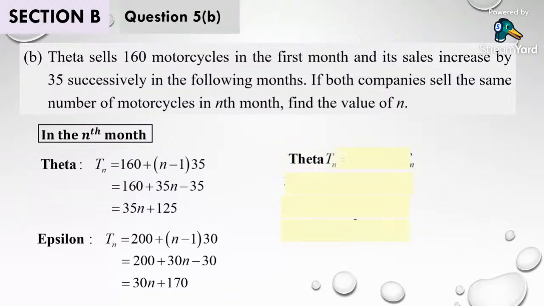If both of these have the same value, I equate them, simplify, and find that n equals 9. So therefore, in the 9th month, they have the same sales, the same number of motorcycles sold. But the question here only asks for the value of n, so I don't have to write months, just n equals 9.